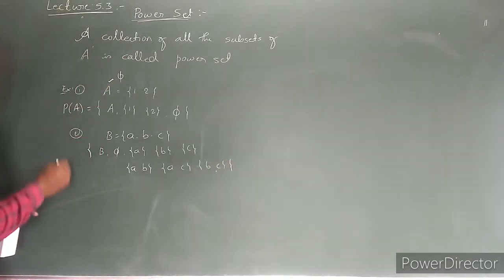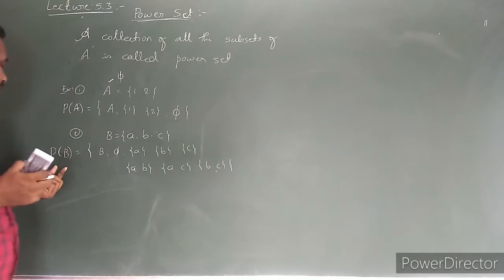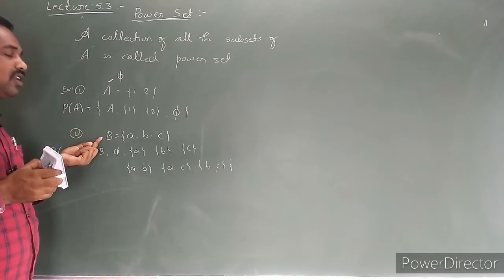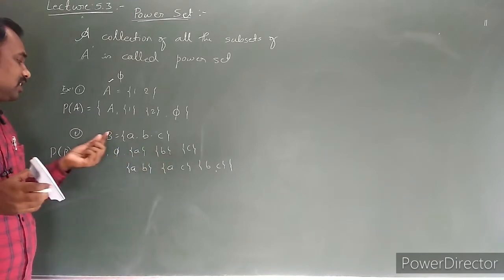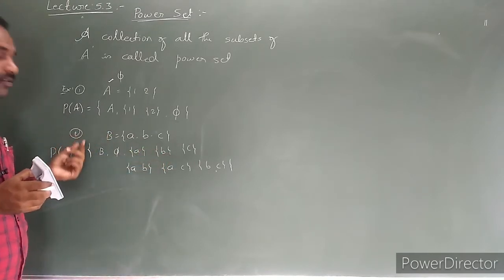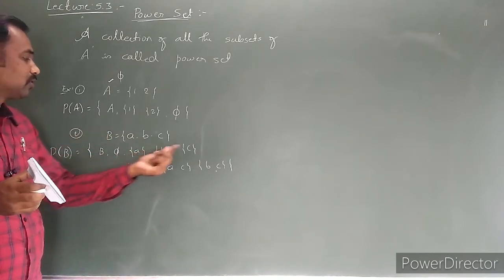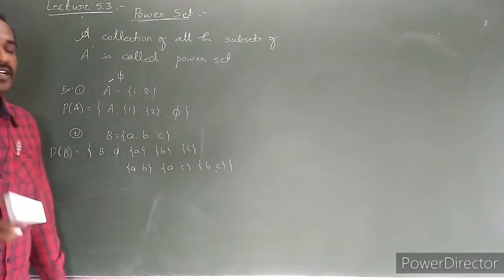These are all the subsets, denoted by P of B. The power set of B is nothing but the collection of all the subsets of the set B. How many? 1, 2, 3, 4, 5, 6, 7, 8.